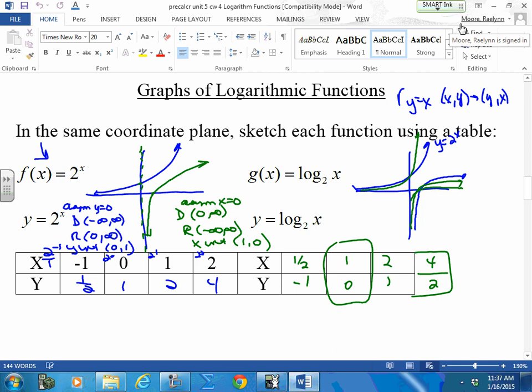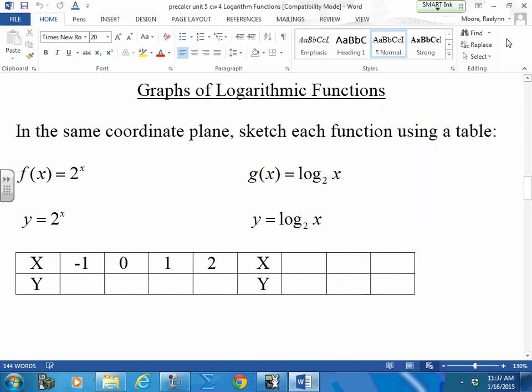Everybody okay with this part so far? Makes good sense? As much sense as it can make on a Friday?